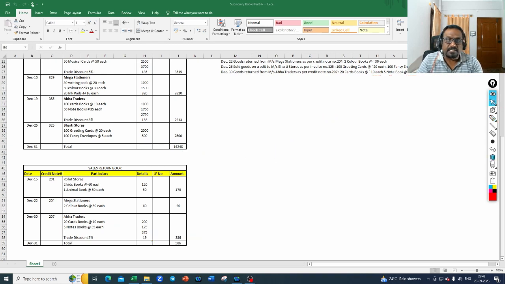the sales book and sales returns book, which is extracted from the NCERT 11th standard book. So that has been explained in this.